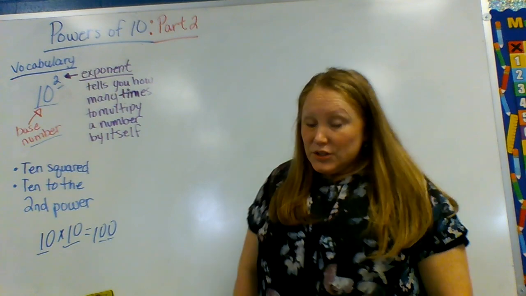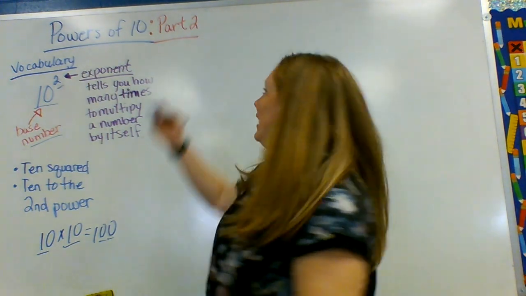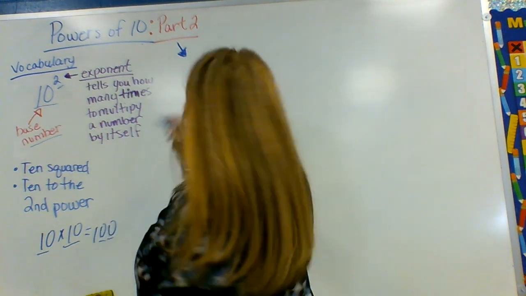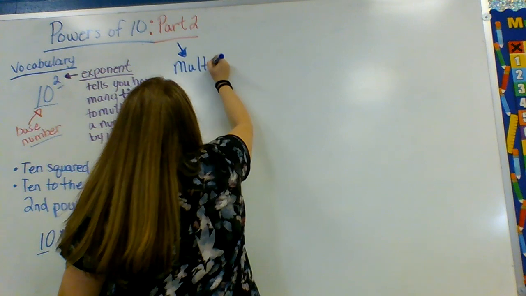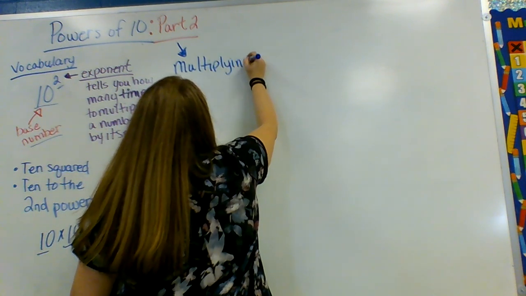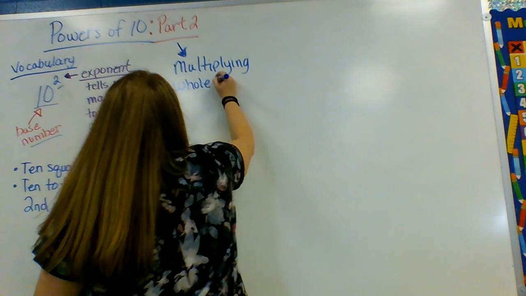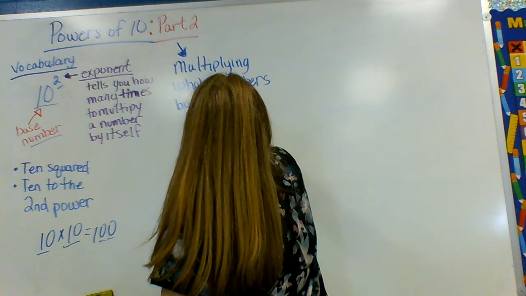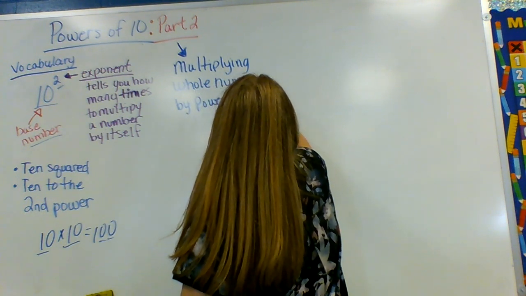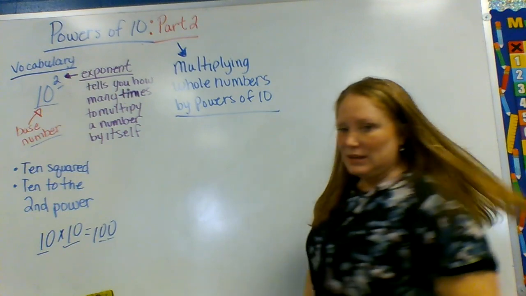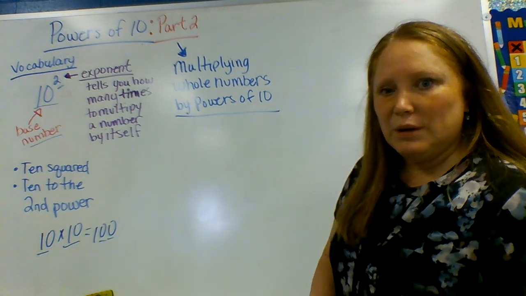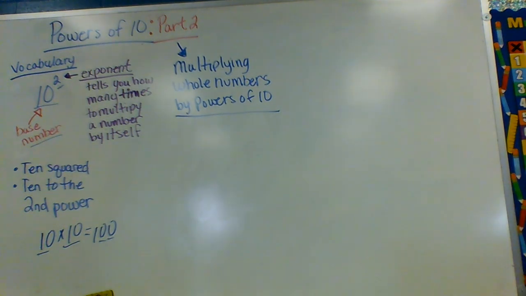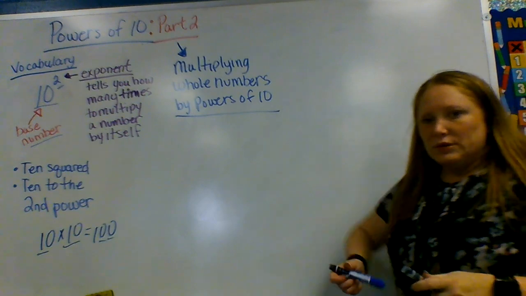All right. So let's get this party started. Today, this is what we're going to be doing. This is part 2, okay? So we are going to be multiplying whole numbers by powers of 10. You do need to write that down underneath your notes. Multiplying whole numbers by powers of 10. Okay? Go ahead and write that down. Multiplying whole numbers by powers of 10.